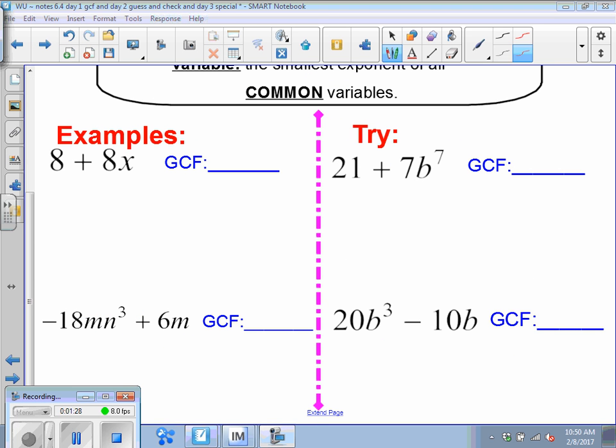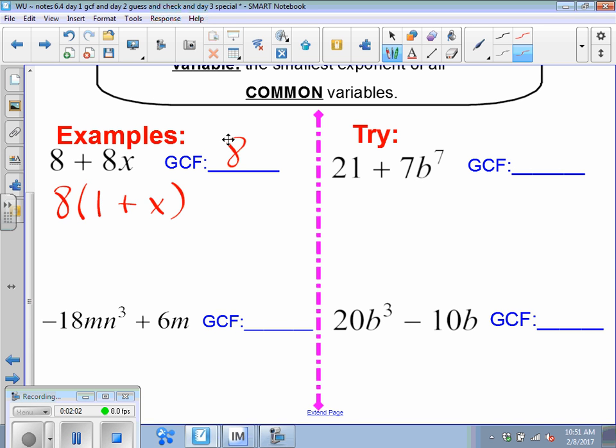All right, so let's look at this example right here. First of all, I can easily see that my greatest common factor is what? 8. Okay? So my greatest common factor is 8. So I identify that, and that means it's going to go outside the parentheses. Now, whatever I put inside these parentheses, if I distribute that 8, I have to get this back. So 8 times what will give me that term? 1. Plus 8 times what will give me 8x?